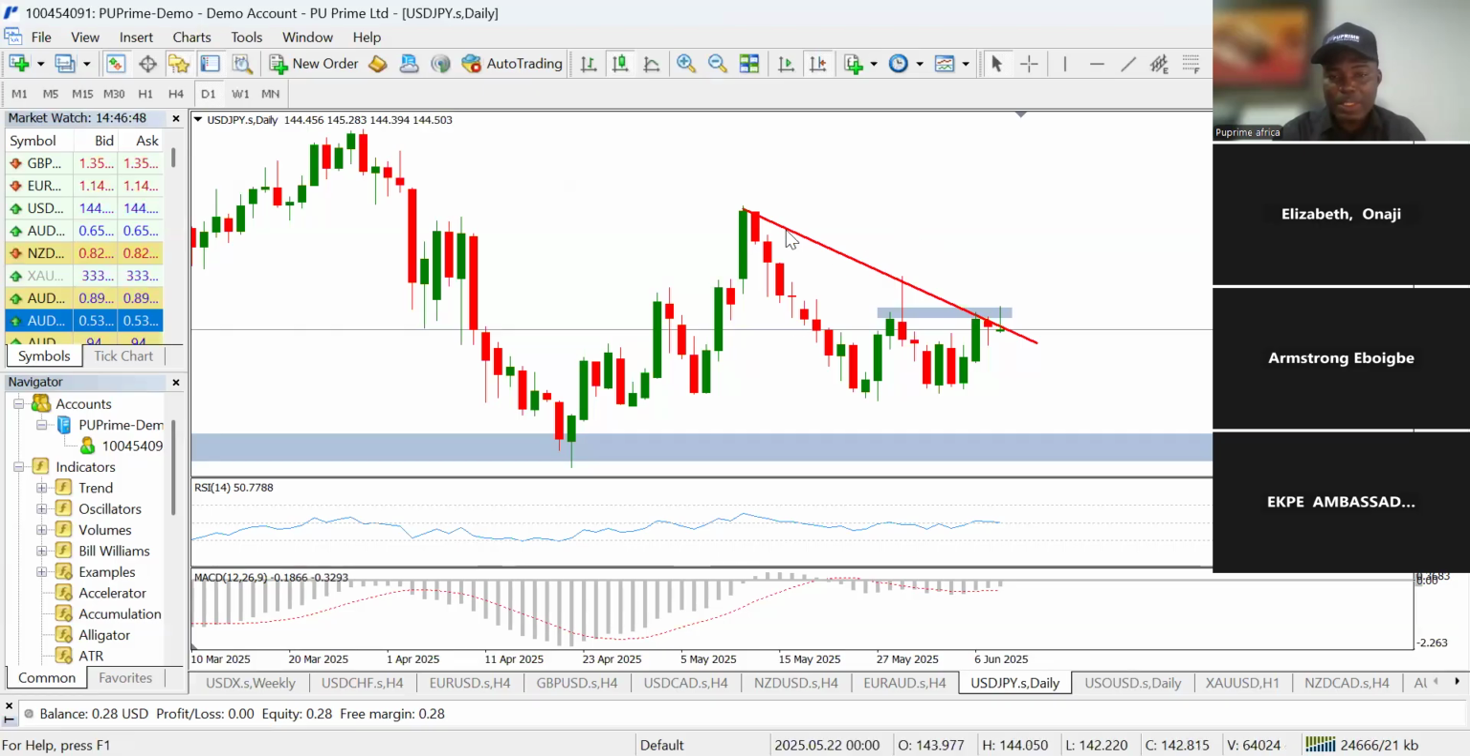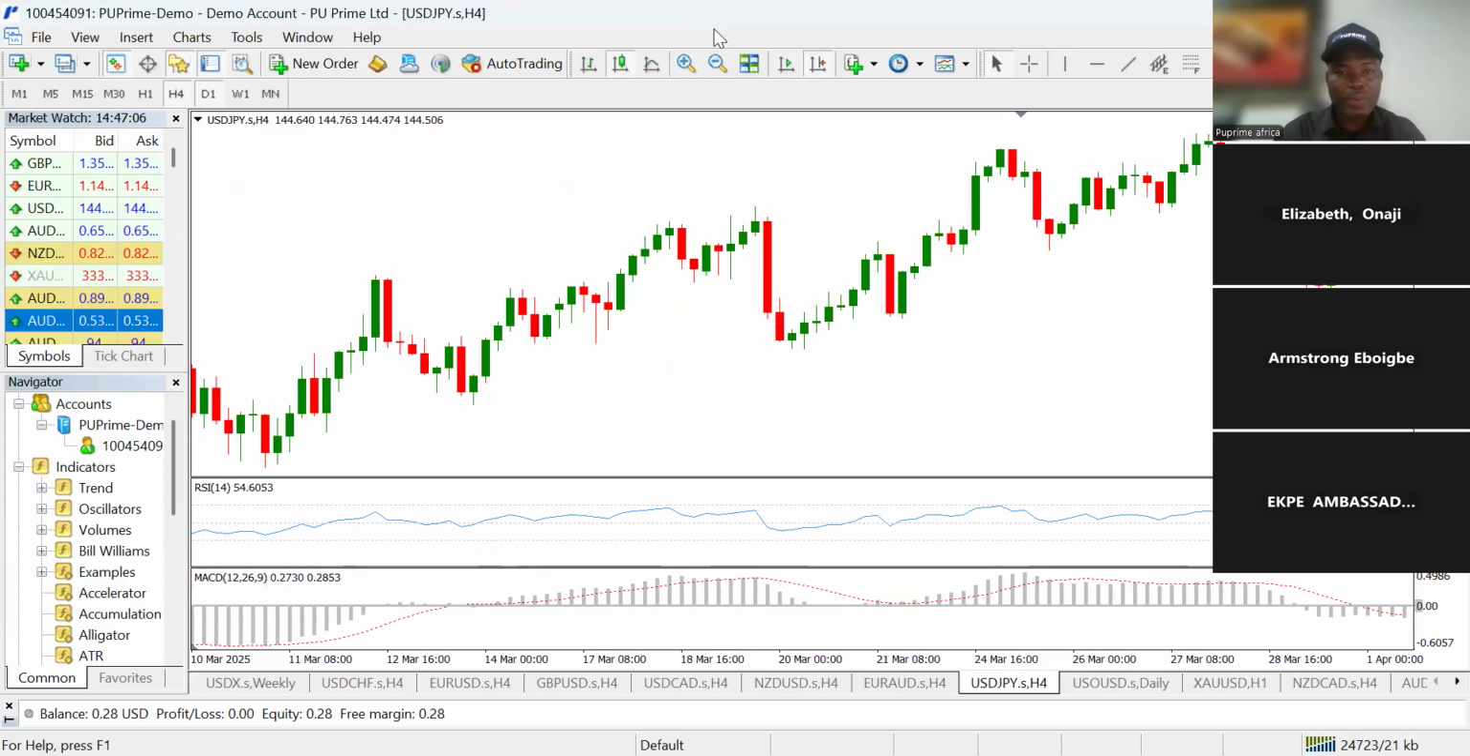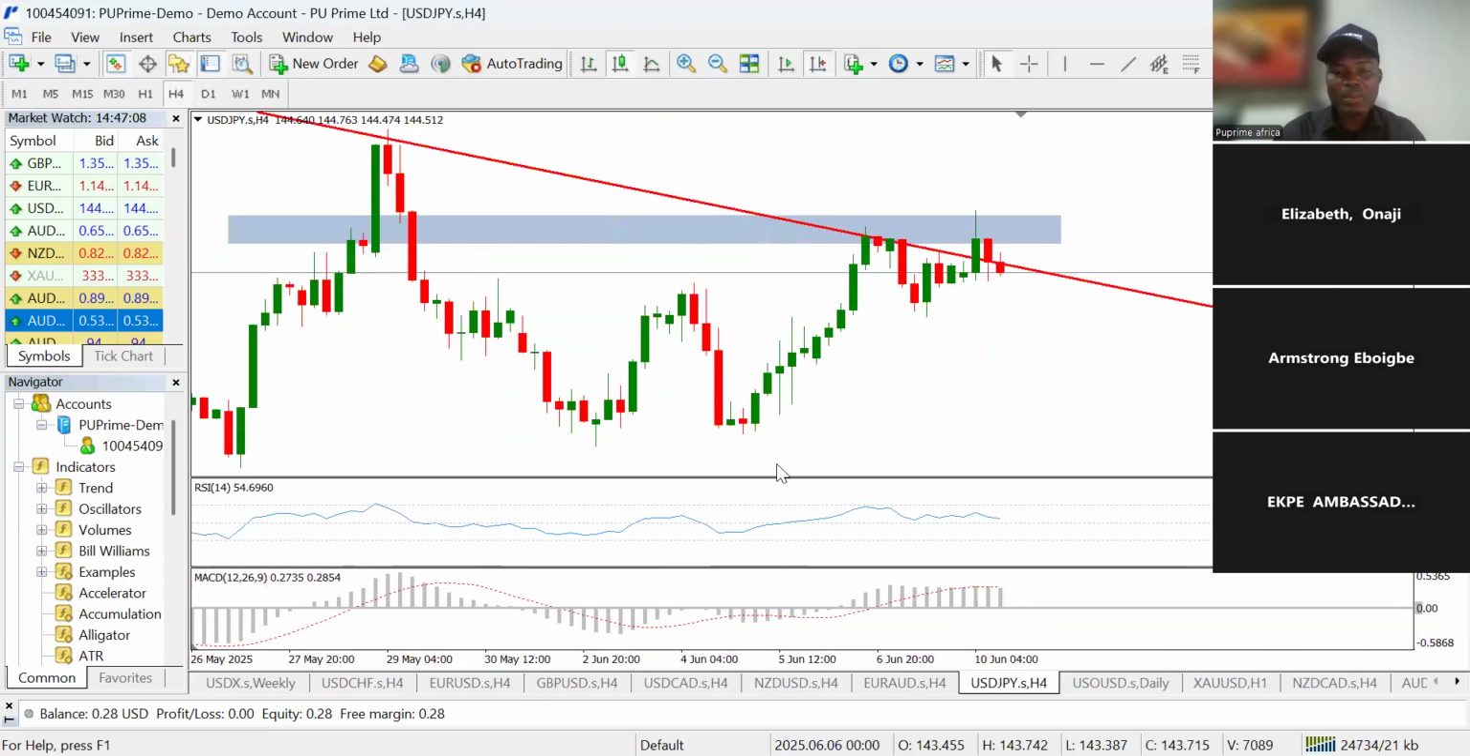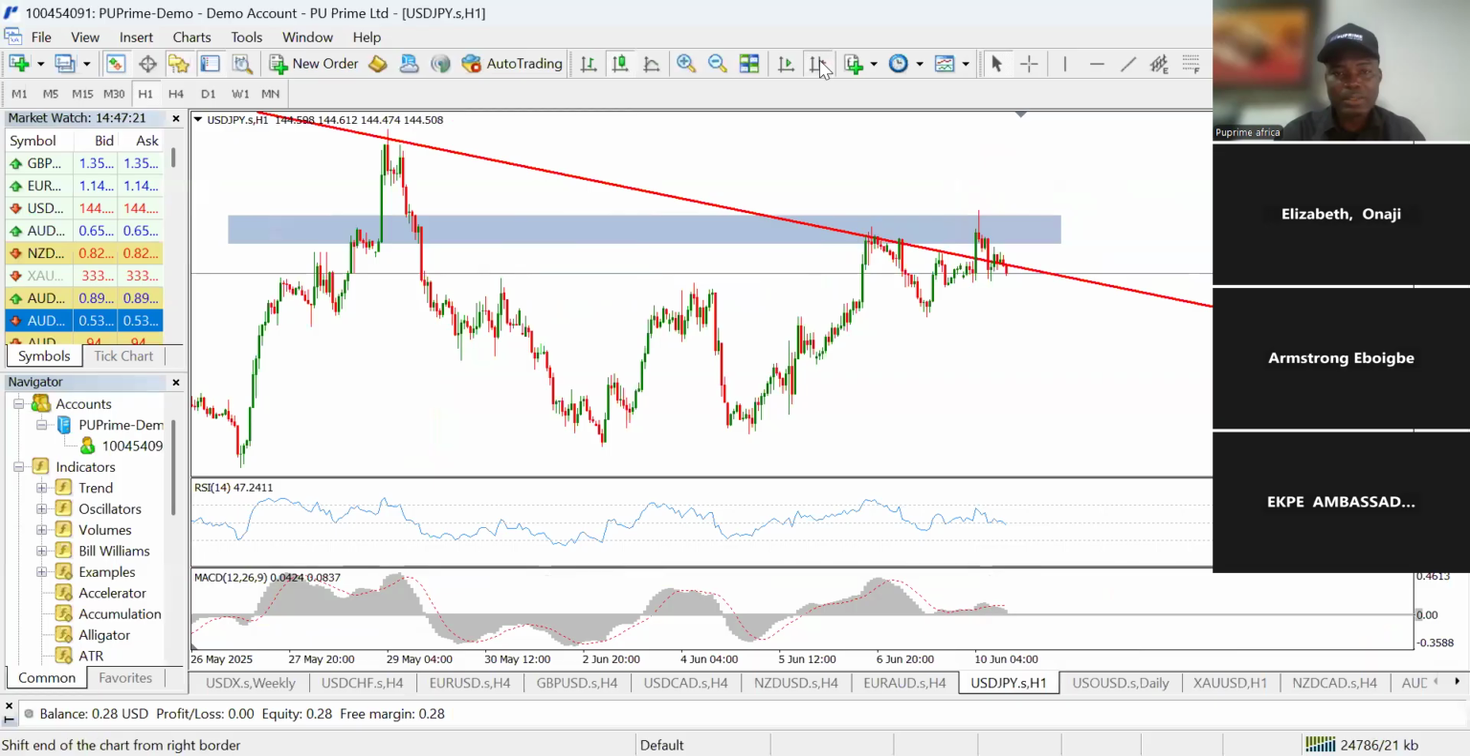Now for USD JPY on the daily time frame, we can see we have a downward trend line and a resistance zone on the daily time frame. The current daily candle is looking like a rejection candle, but the day is not yet over. And if we switch over to the 4 hour time frame, you can see what is looking like possible formation of a double top pattern. So if price is able to break out, if you take it to 1 hour too, it will still be close to that. So let's go to 1 hour. It's still very close to that.